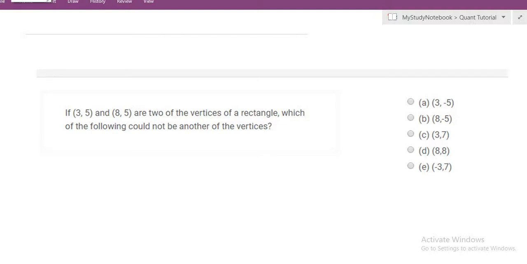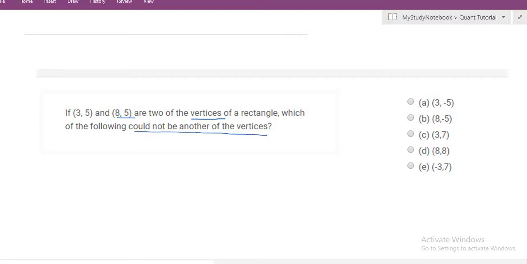Today we are going to discuss a problem of coordinate geometry and how we can sometimes solve a problem easily without actually having to calculate something. So here the problem talks about two points, (3, 5) and (8, 5), that are two of the vertices of a rectangle. Now the question is, which of the following could not be another of the vertices?